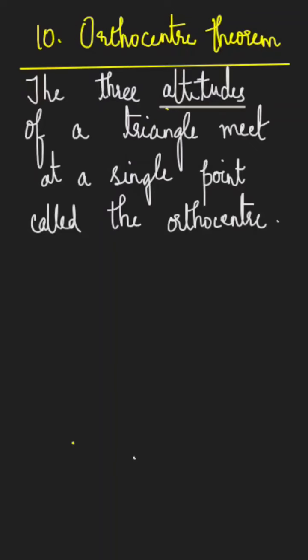In this episode of the Triangle Theorem series, we are doing the Orthocenter theorem. This theorem says the three altitudes of a triangle meet at a single point called the orthocenter. Before we understand this statement, let us understand the word altitude. For that, let us draw a triangle.